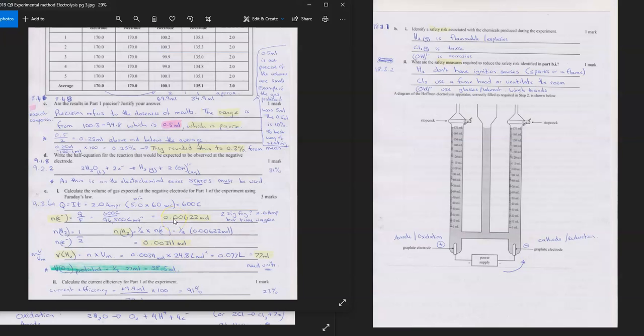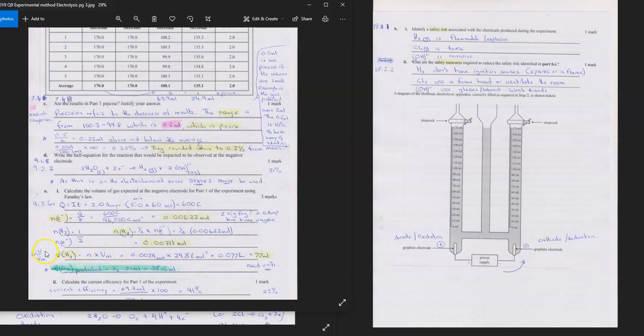So when you read the exam answers, just see how many steps you had to do before you actually got a mark. If you worked out 600 coulombs, you wouldn't get any marks unless you continued to turn that into the number of moles of electrons. That's where the first mark occurred. And then you need to use your ratio, the number of moles of hydrogen compared to the number of moles of electrons. It's a 1-to-2 relationship, so you're going to have half the number of moles of hydrogen.